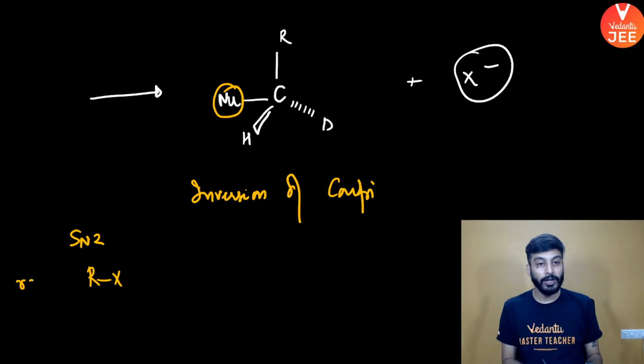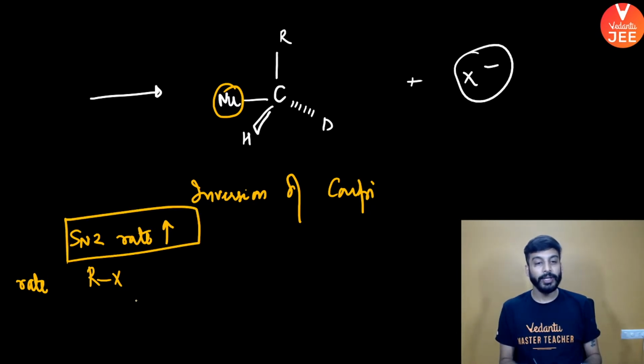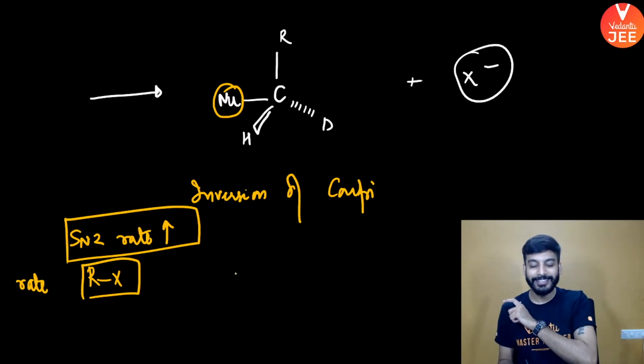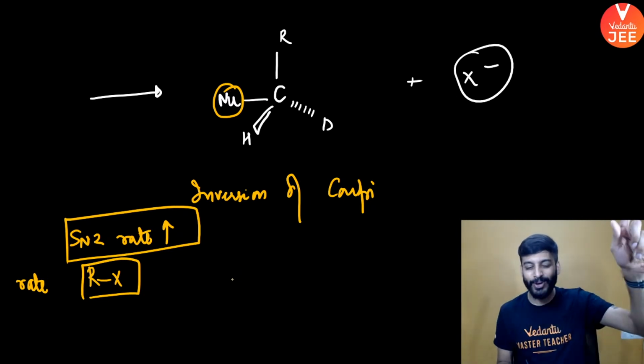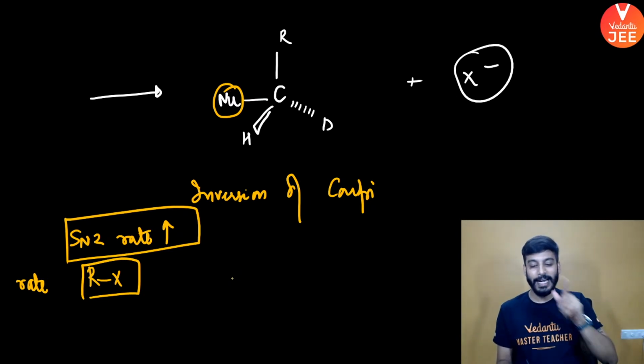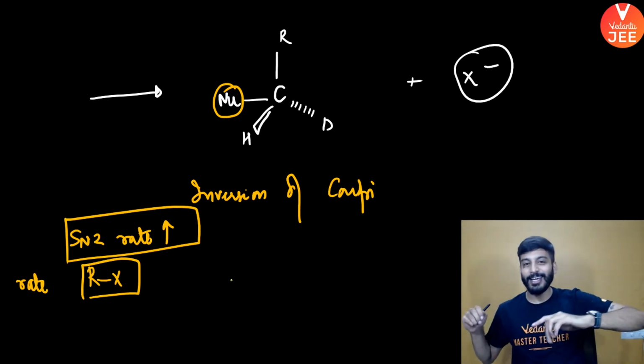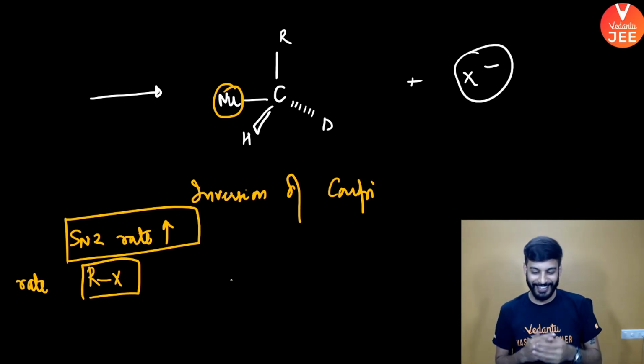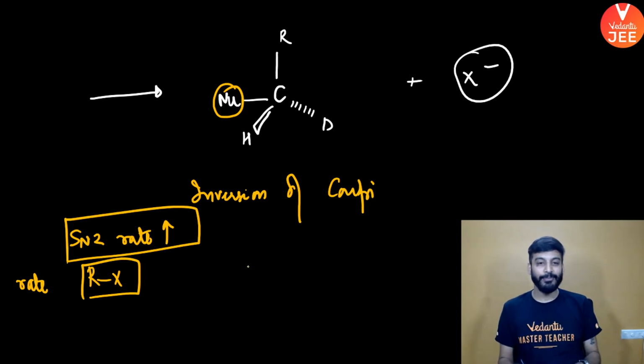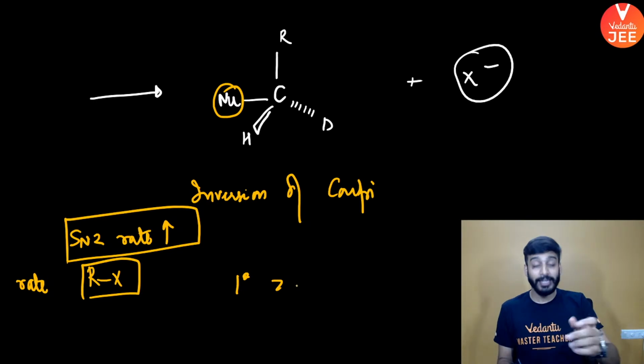So which degree of alkyl halide is preferred in this SN2 reaction? If you want to increase the rate of SN2 reaction, which degree alkyl halide is best so that the nucleophile can attack? 123 or 321? Say it like this: 123 or 321? I can't hear you. Answer me. 123, absolutely. So 1 degree alkyl halide, then 2 degree, 3 degree.